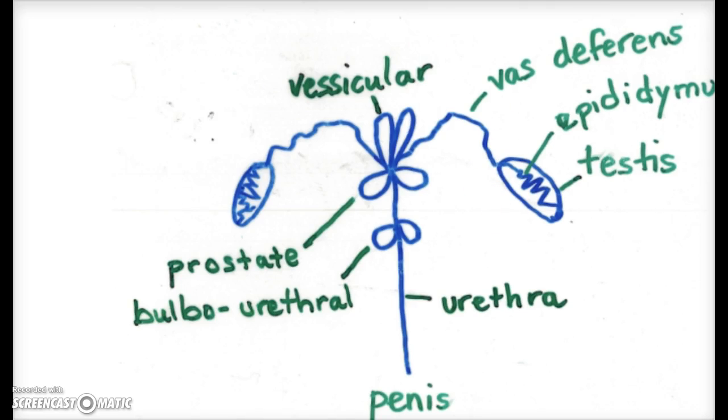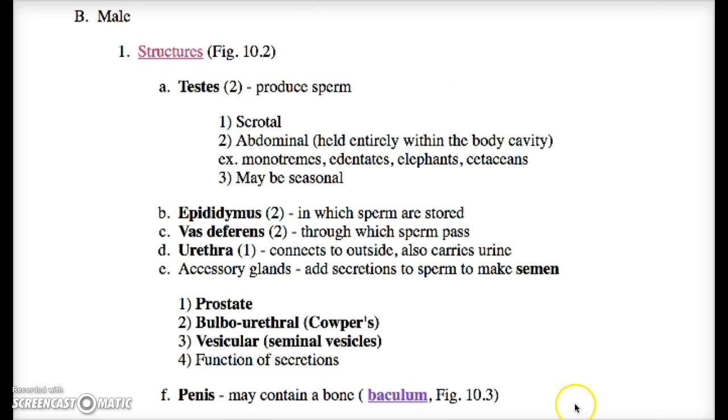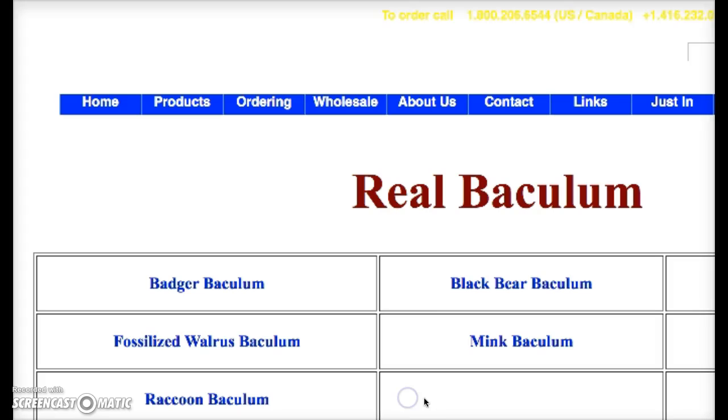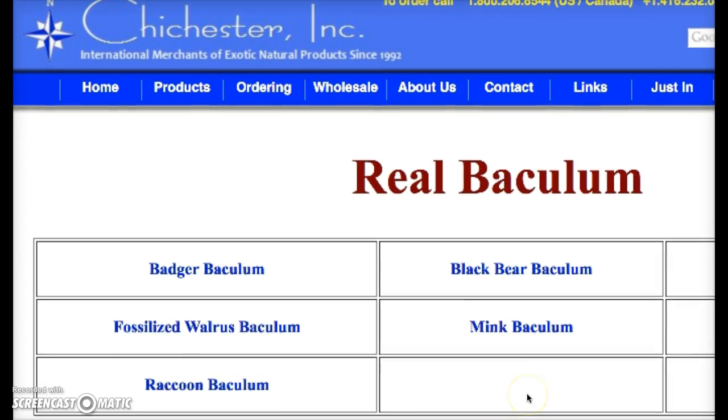Finally, we have a structure located within the penis called the baculum, and that's not present in all mammals, but it's present in a lot of mammals. Just some examples of species that have a baculum: most primates do, not humans, but most other primates, all carnivores, rodents, bats, and some insectivorous species. But if you look at it, it varies quite a bit from species to species.